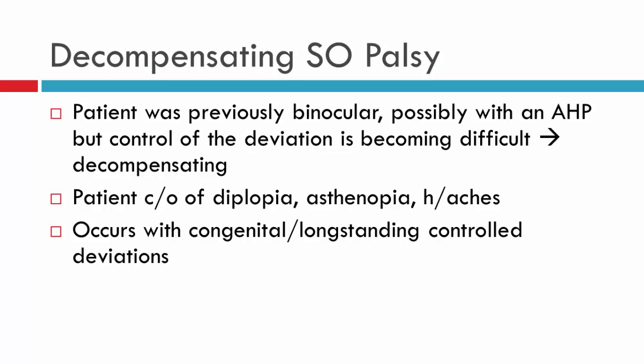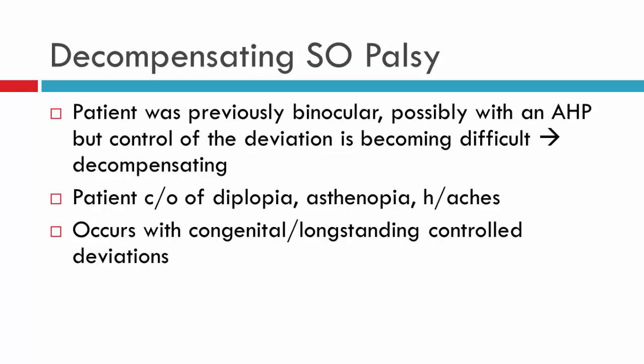The patient who has a congenital superior oblique palsy or a long-standing superior oblique palsy has learnt, in most instances, to control the deviation, whether with the abnormal head posture or without the abnormal head posture. Now, with time, sometimes patients may struggle to continue controlling the deviation and begin to decompensate. In these instances, the patients will come to you with diplopia. Usually it's intermittent, and it will also be associated with those types of asthenopic symptoms that we do see in patients who are decompensating, those headaches, those eye strain complaints.